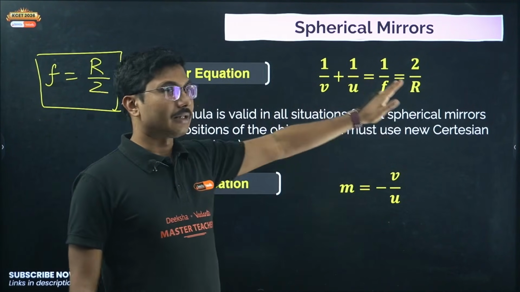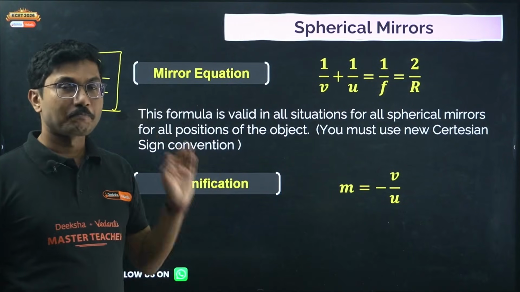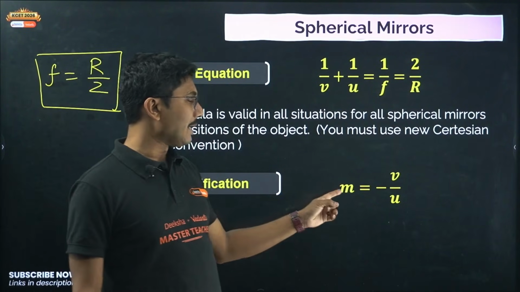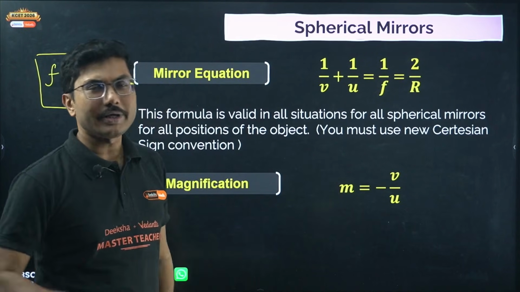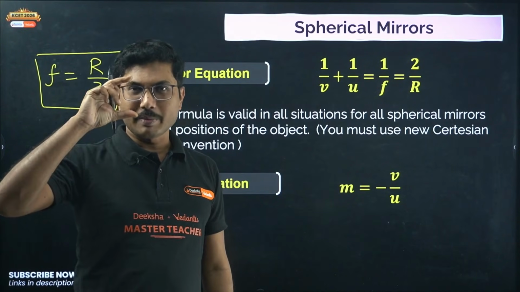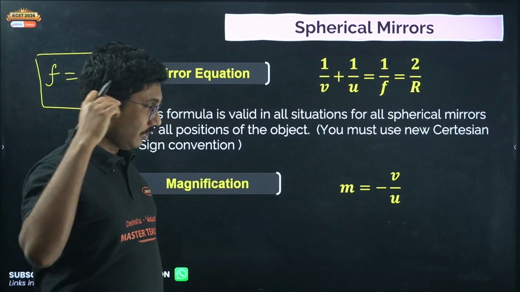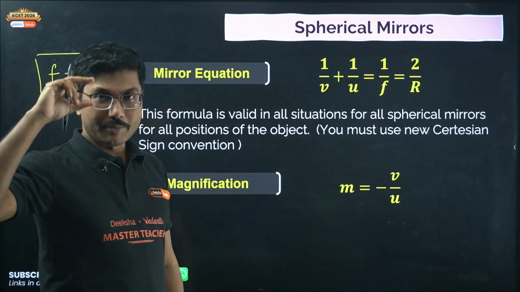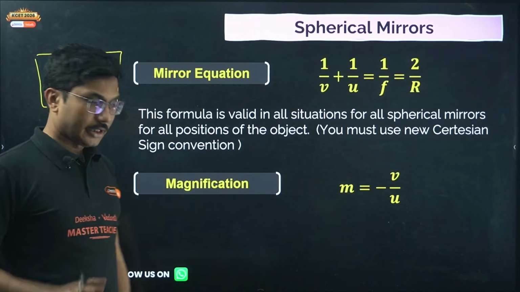Okay, and the right hand side is same. Now in case of magnification, m is given by minus v by u. Why is magnification important? Suppose you have a small object, you want to magnify it. That means the image should be bigger in size. Or you have a bigger object, you want to make it smaller in size. So based on this magnification, you can find the size.